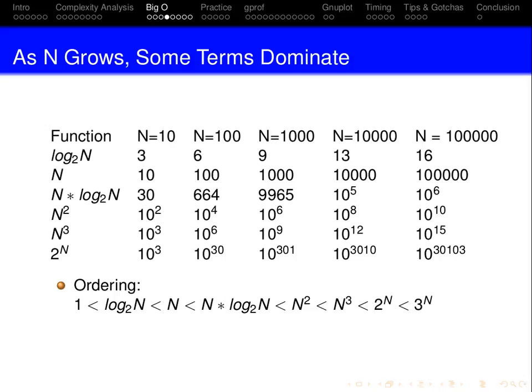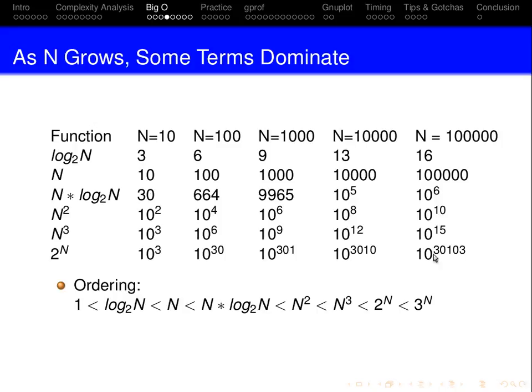Let's see, as n grows, some terms dominate. So here we have some common growth functions that you will encounter. You'll probably see all these in class at some point with different values of n. Notice that once n is 100,000, the difference between each one is pretty absurd. So 1 to n is the best. 2 to the n, that's just not happening. 30,103, third power. That's how many zeros there are. That's a lot of zeros.